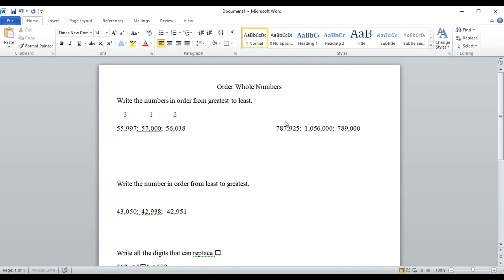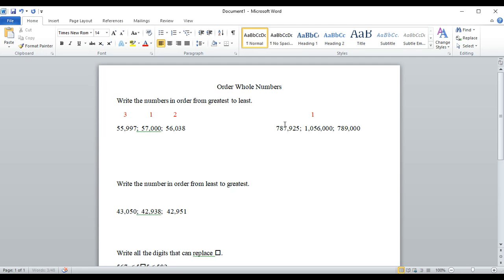So let me get my cursor in the right place here. The greatest number we have, and I'm going to do this how I want you to do it in the workbook, I want you to put a 1 over the greatest number. So that 1 is over this. And which one is the next in line? Which is the next greatest? 787,925 or 789,000? So pay close attention.